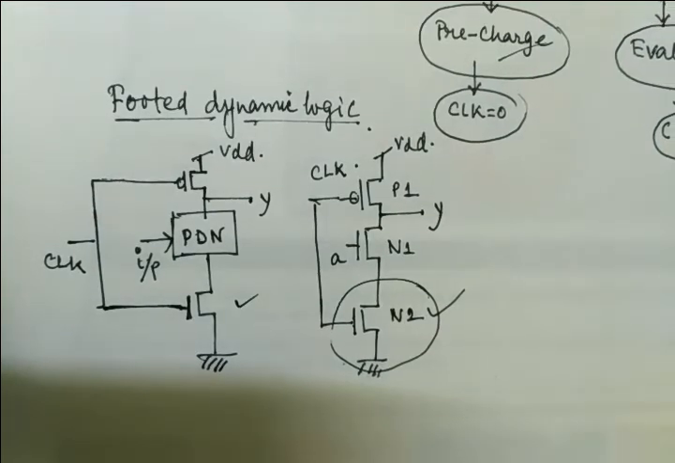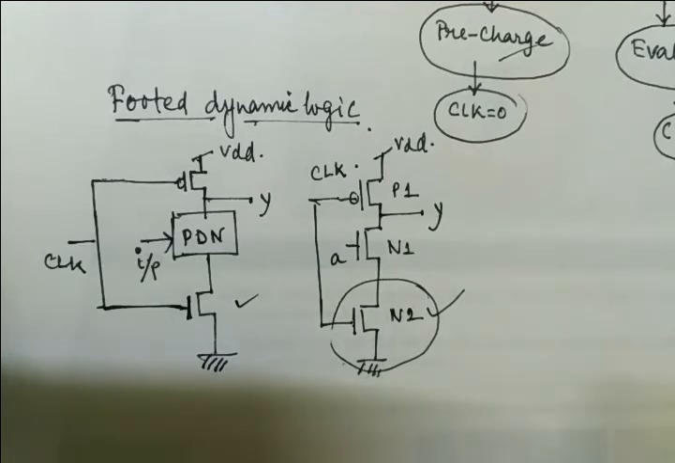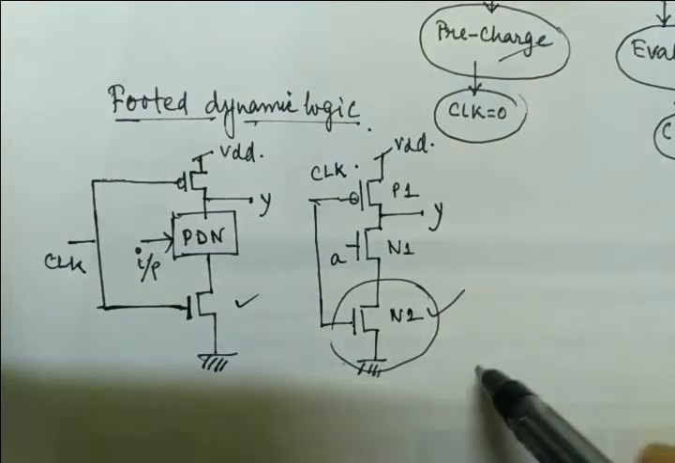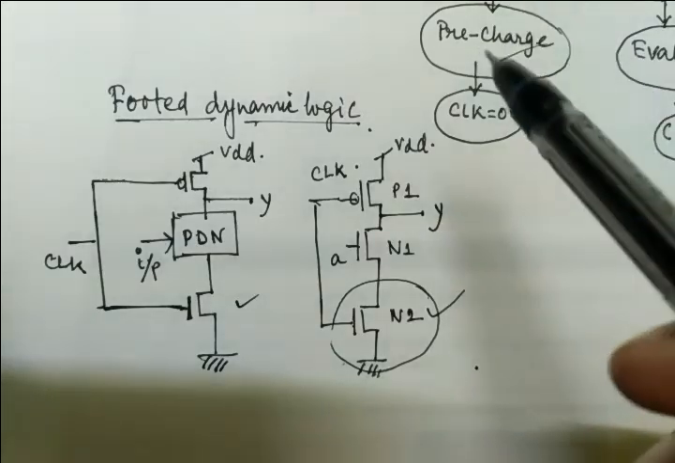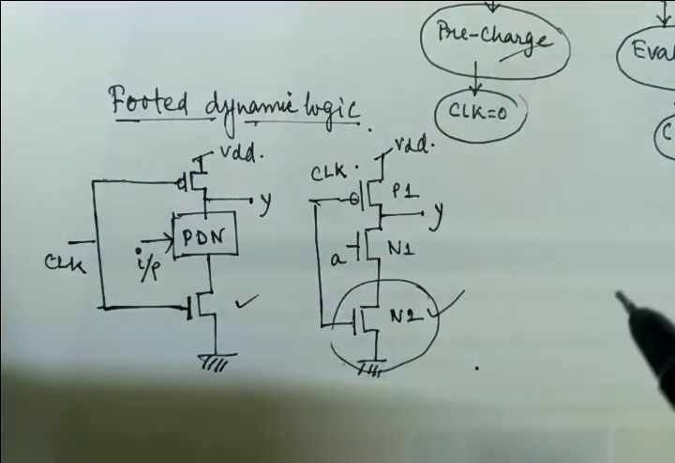Okay, so let's discuss the pre-charge and evaluation phase. Got my point about the drawback of the preceding section and the post-preceding section? What is the difference? What is the drawback? Why are we using this footed dynamic logic?